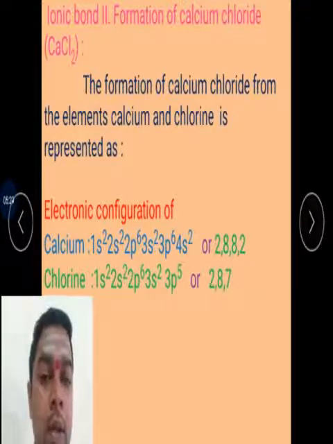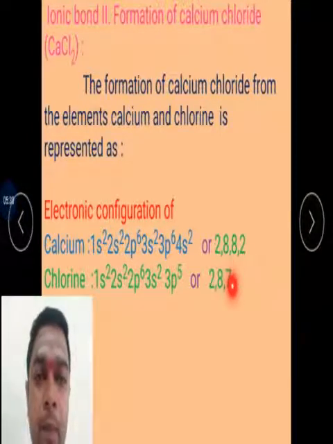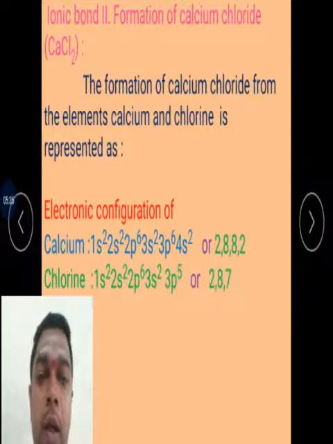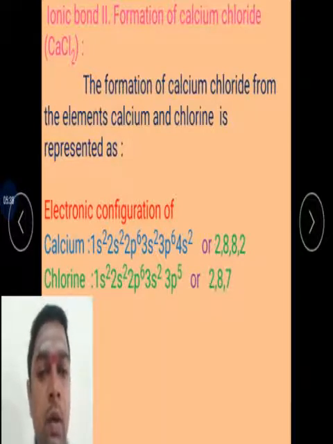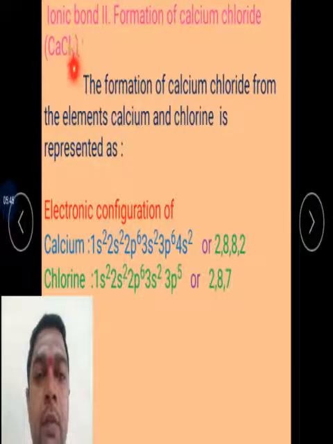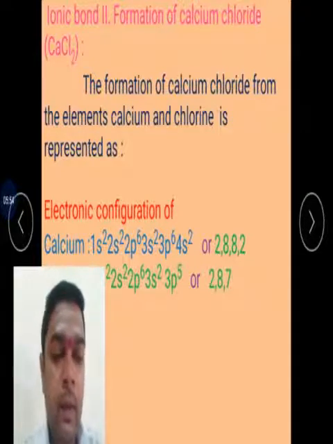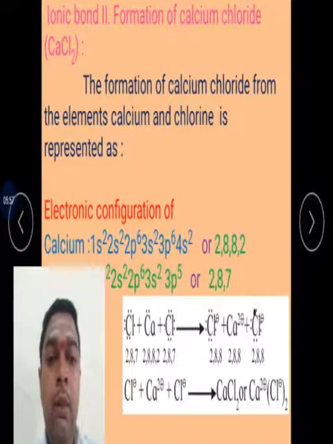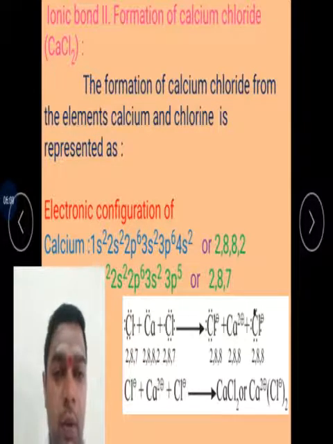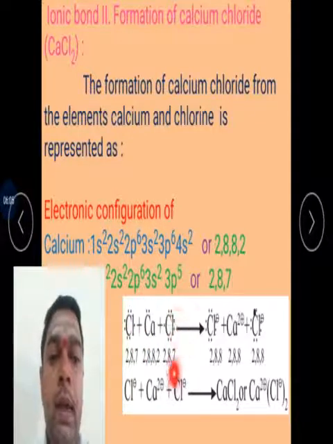The same electron transfer is carried out in the case of calcium and chlorine, because calcium has 2 extra electrons to attain the nearest inert gas configuration of argon, and there are 2 chlorine atoms, each one electron short of the argon inert gas configuration. The formation of calcium chloride is shown in the following reaction. This is the first chlorine, containing 7 electrons, and this is the second chlorine atom, containing 7 electrons.